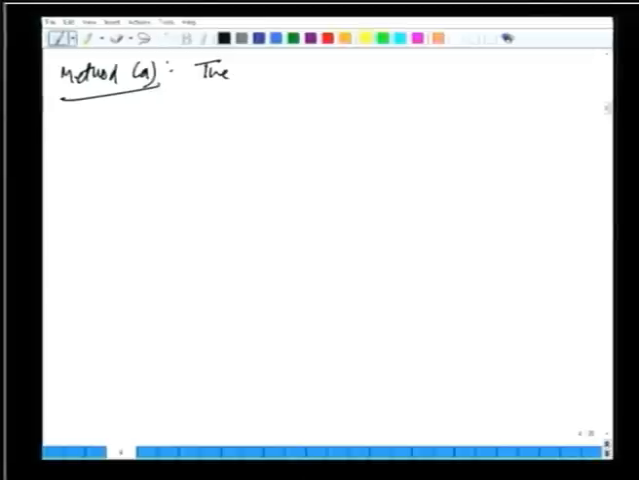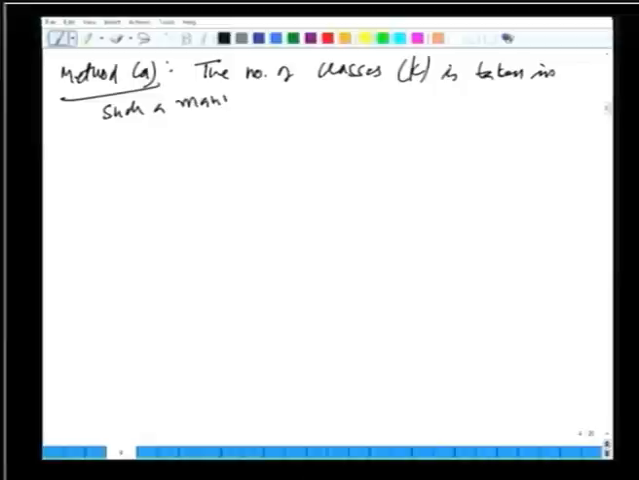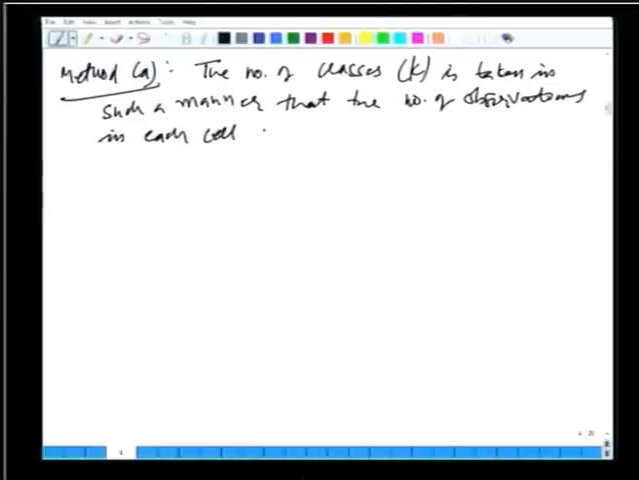What does it say? I am going to write it down. The number of classes K is taken in such a manner that the number of observations, all right, in each cell as per the fitted distribution is how much? Is at least 5. That is all it says.